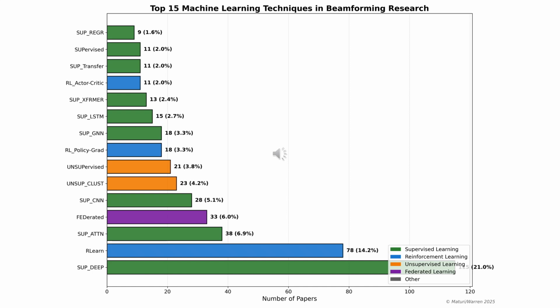Supervised learning dominance. Deep learning leads with 115 papers, followed by attention with 38 papers. 8 of the top 15 techniques require labeled training data. Unsupervised RL. Q-learning with 78 papers leads policy gradient methods with only 18. Future trajectory. The field transitions from label-dependent methods to unsupervised approaches.